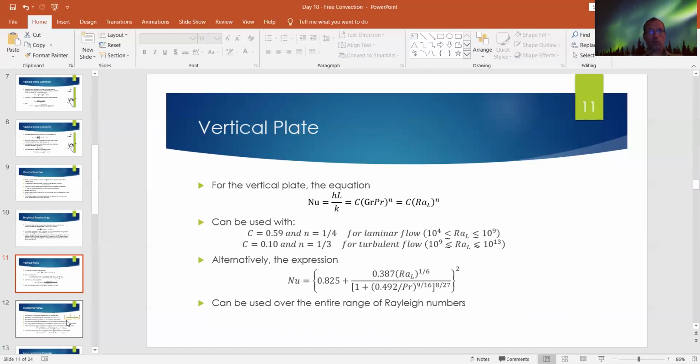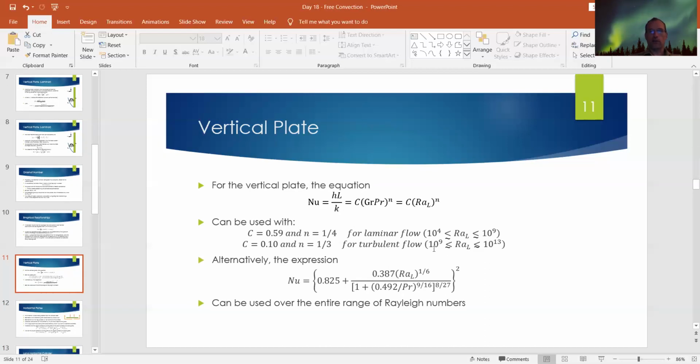For the vertical plate case, again, I can have an empirical relationship for the Nusselt number, HL over K, that looks like some constant times the Rayleigh number to the power n. There's actually an empirical relationship for laminar flow, which is an alternative to the one we saw before. You can use C being 0.59, and the Rayleigh number exponent n being 1/4. That's going to give you very similar numbers to the analytical mathematical equation we derived before. So in the laminar case, that should be very, very similar.